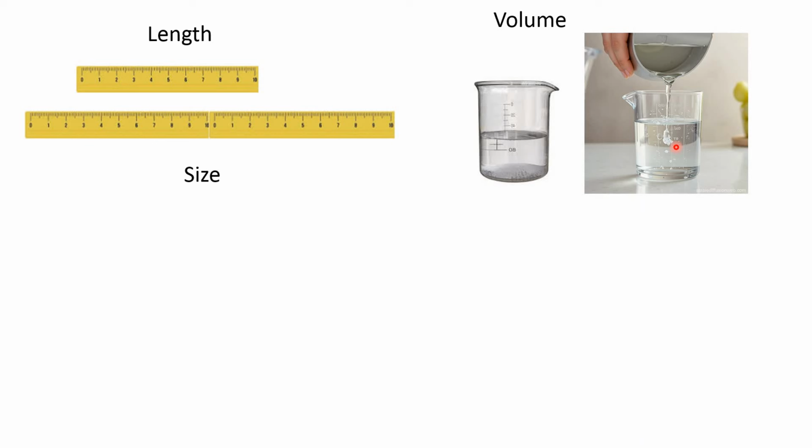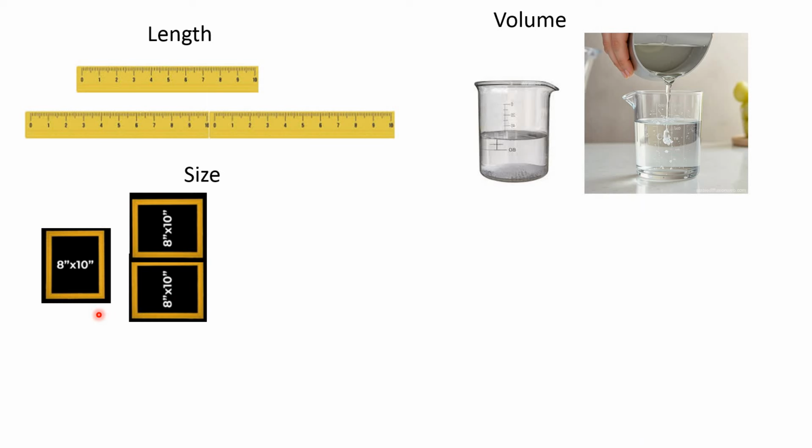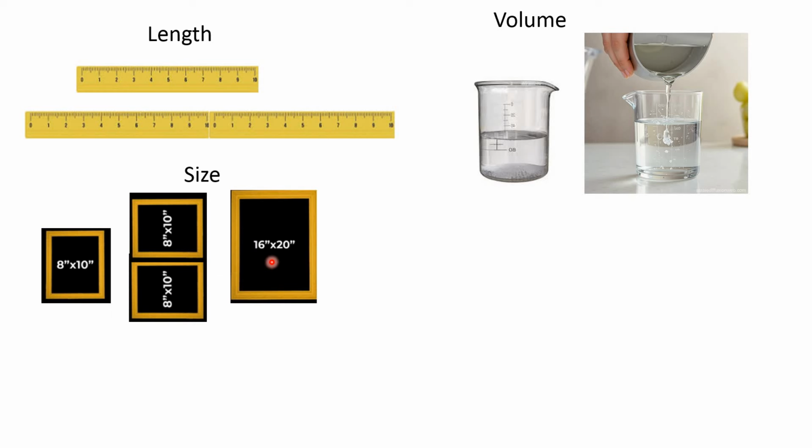Then coming to size. So this rectangle size is 8 by 10. Now two such rectangles, each of size 8 by 10, if I put together, then the total size will be 16 by 20. Here two rectangles I have taken means the amount becomes double, size also becomes double. So size depends on the amount, so it is an extensive property.